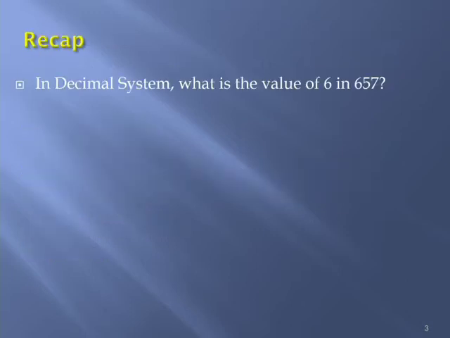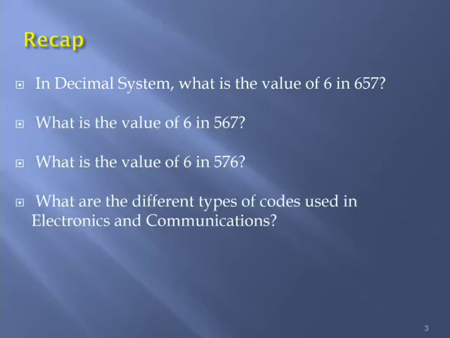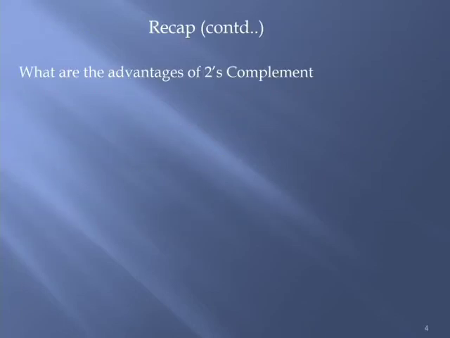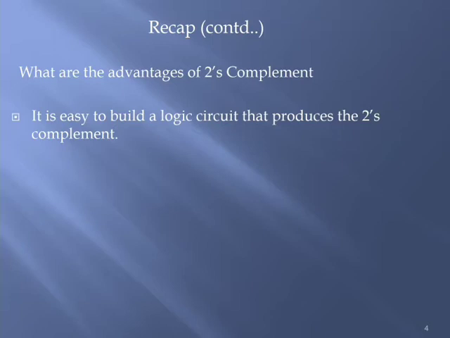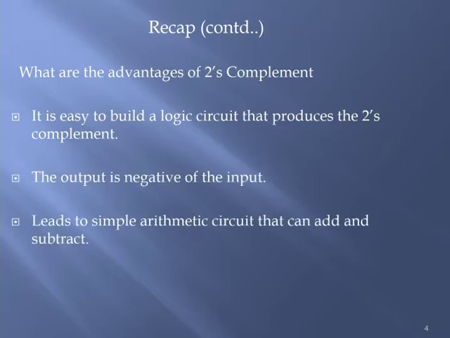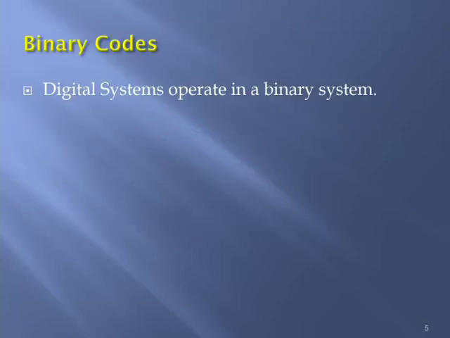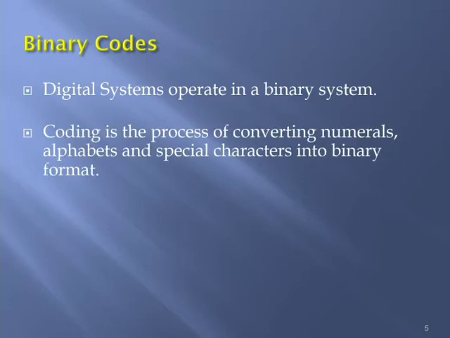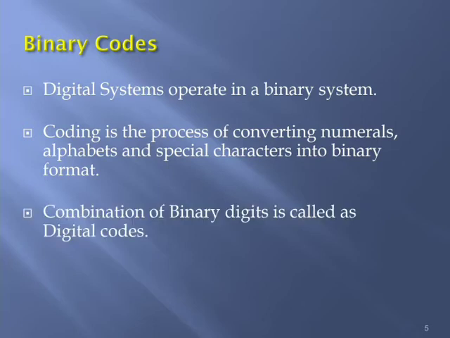In the earlier class we have seen the number systems, 2's complement, 1's complement and all those things. Next we will see binary codes. Since digital systems mainly operate in a binary system, we need to study different types of binary codes. Coding is the process of converting numerals, alphabets, special characters into binary format.